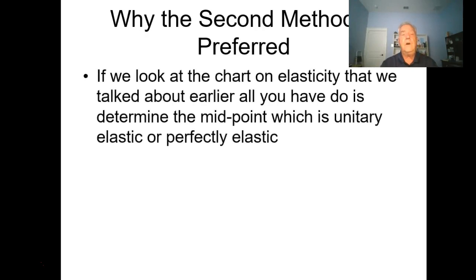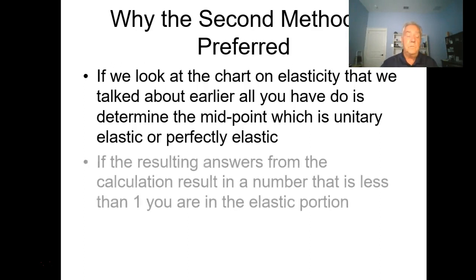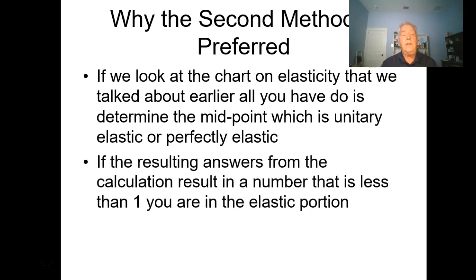We look at the chart. Elasticity above that midpoint, or the unitary elastic or perfectly elastic, is the point at which they start their calculations. They can move up the chart and make the calculation, or they can move down the curve to make the calculation. The resulting answers from the calculation, if it's less than 1, you are in the inelastic. That's a typo error. Calculation result, the number that is less than 1, you are in the inelastic portion, not the elastic portion. I'll fix that.